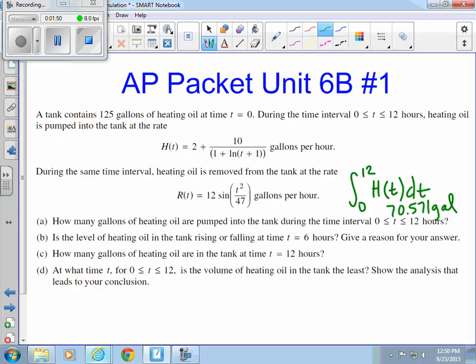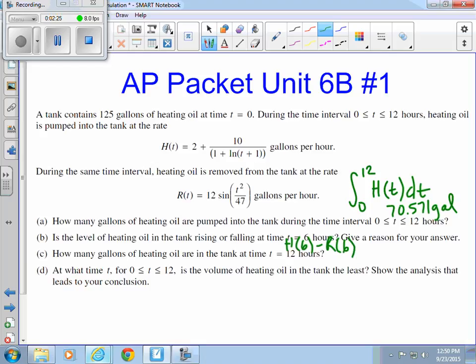Very good. H of 6 minus R of 6, and see if it's positive or negative. Does everyone agree? Why is it okay that we say as a rate of change? Because that's what we have. H of T and R of T are rates of change. Why is that okay for part B to have a rate of change? Good. For rising or falling, we would want a rate of change, wouldn't we? We would want the rate of change to know if it's positive or negative, so that's what we'll do. And so we'll do H of 6 minus R of 6.